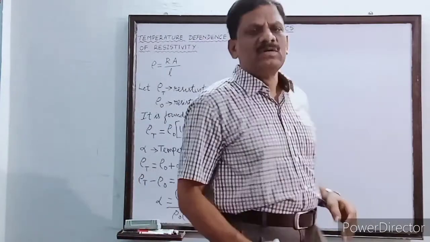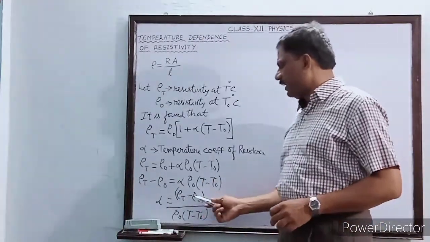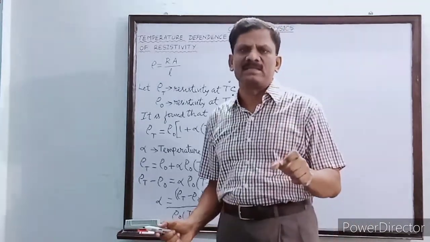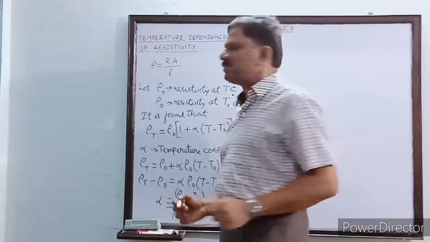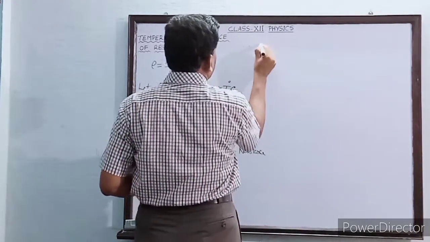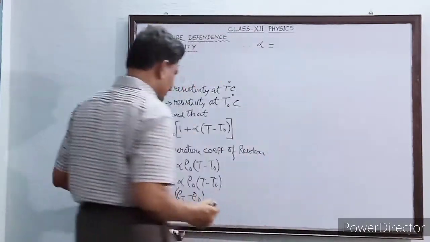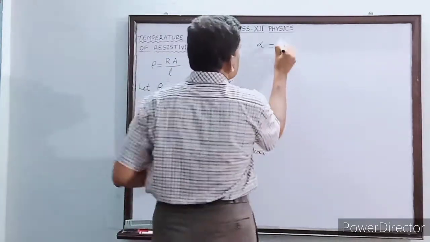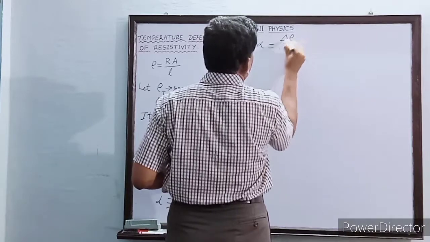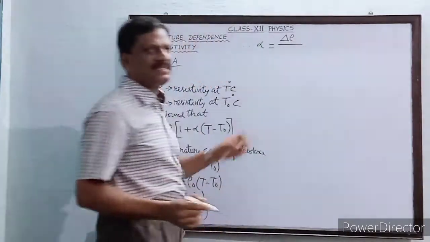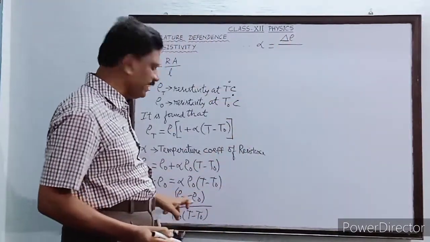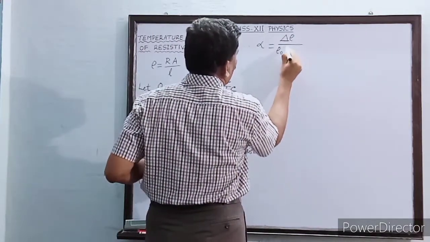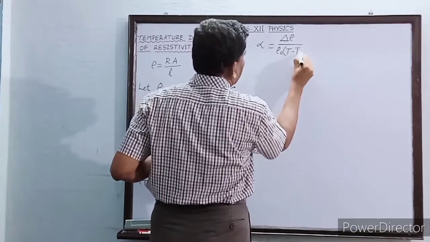Understood? This rho t minus rho naught is the difference in the specific resistance. It may be an increase or decrease, some change taking place in the specific resistance. Therefore, I can write alpha is also equal to, instead of rho t minus rho naught, delta rho, the changes taking place in the specific resistance. So alpha is equal to delta rho divided by rho naught into t minus t naught.